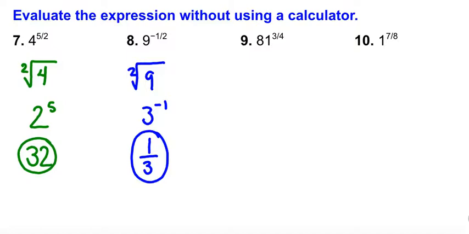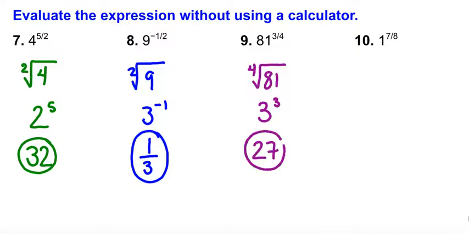Cruising right along. Next one. 81 to the 3/4. Take your root first. 4th root of 81. 4th root of 81 is 3. Now I have to take it to the power. 3 to the 3rd is 27. Let's try one more. 1 to the 7/8. 8th root of 1 is 1. To the 7th power is still 1. Well, that makes sense. 1 to any power should be 1. We just proved it.